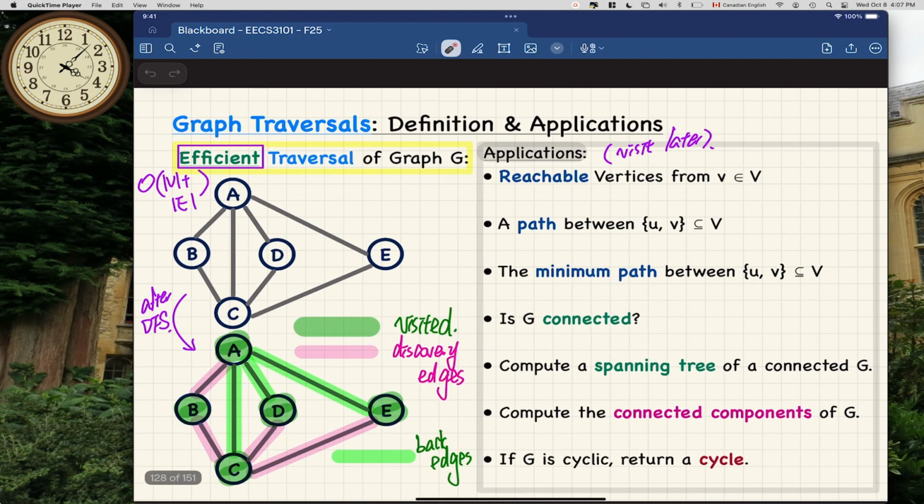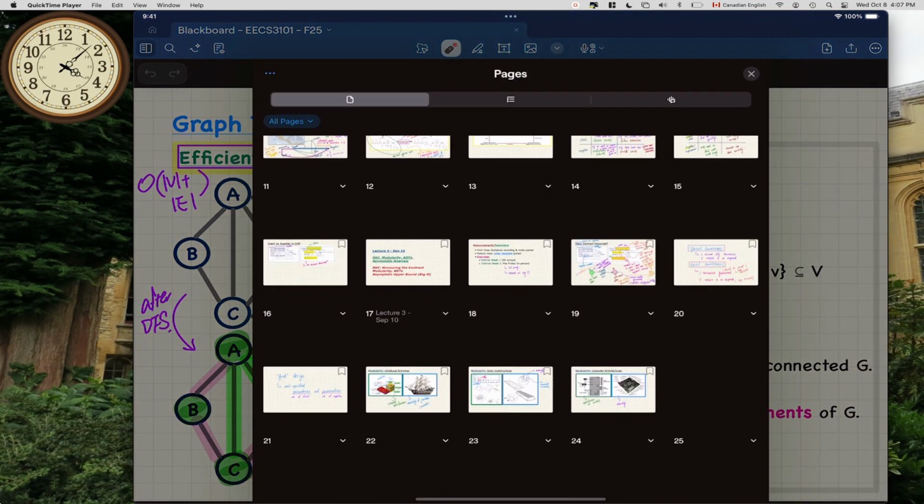And then we started talking about graph traversal, okay? So there are various applications that we can solve using graph traversal. Some of them can be done using depth first search, but some of them cannot be right away. For example, getting the shortest path. You cannot really do it right away using a depth first search.